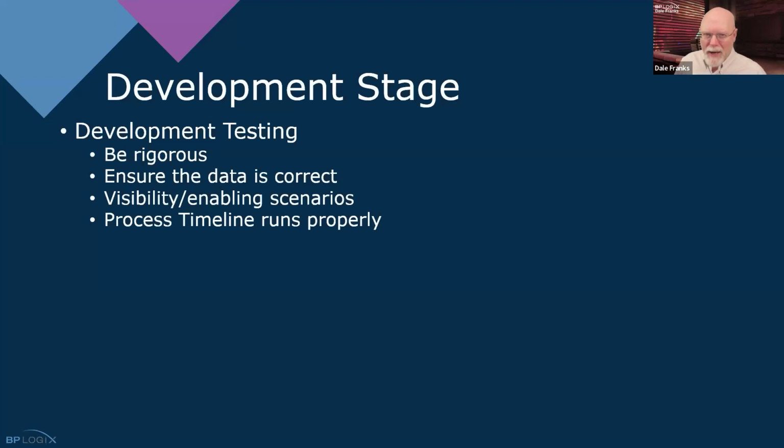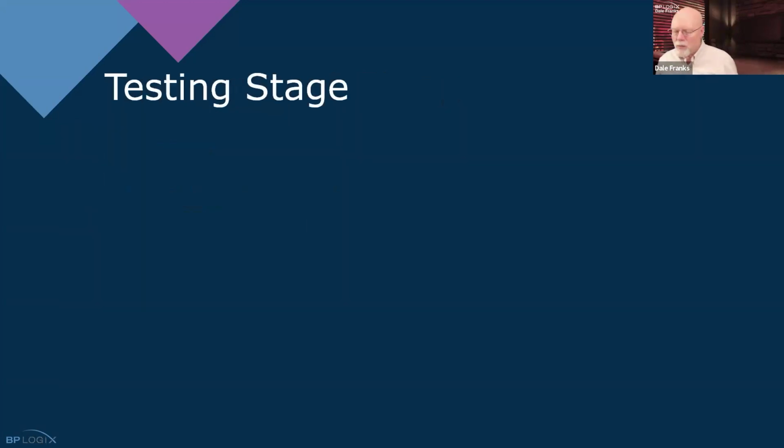You've got to be sure all the basics are taken care of, right? That the correct data is going in the right places, that your visibility and enabling scenarios are working, that the process timeline is doing what you want it to do. The basic functionality you've got to ensure is right before you close out the development stage. Once you're sure that's true, we can move into the next stage, which is the testing stage.